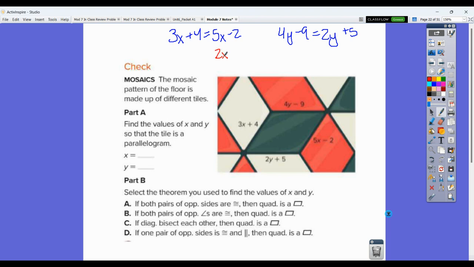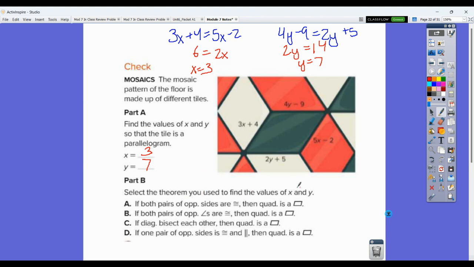Subtract 3x, you're going to get 2x. Add 2, you're going to get 6. Divide by 2, you're going to get x equal to 3. And then here, subtract the 2y, you get 2y. Add the 9, you get 14. Divide by 2, you get your y equal to 7. So you've got your x and your y there.